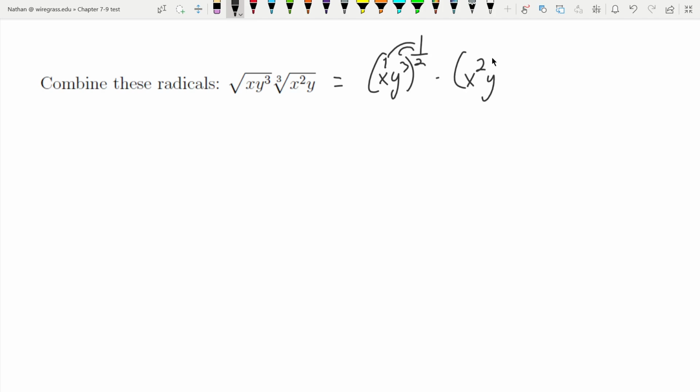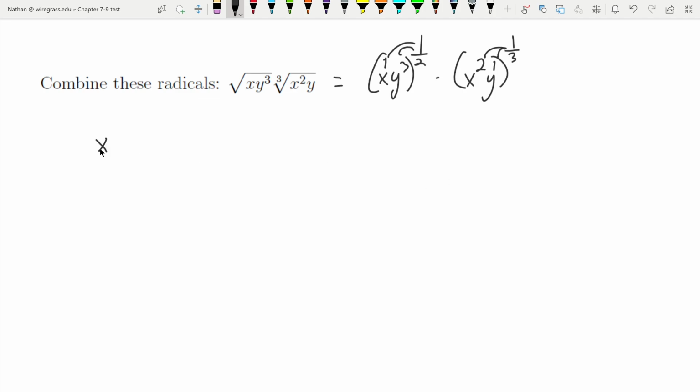X squared y, this is to the power of, well, this is a cube root. That's the same thing as a 1/3 power. Always the power of the radical goes in the denominator of the power. So distribute that into there, we get a y to the 1, distribute into powers, and multiply it through.